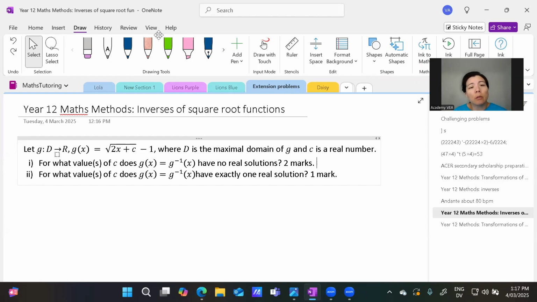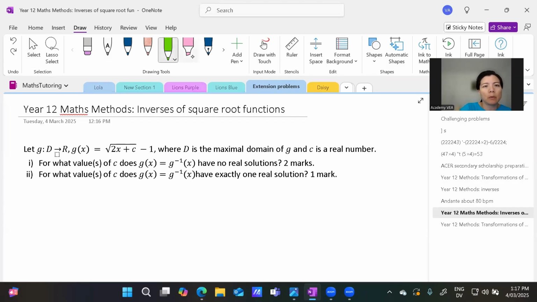Okay, so here's a challenging question, more at the end of, like, part F or something of the question. You have a square root function, and it tells you that D is the maximal domain. I'm not going to assume you know how to do that because it's helpful to know, and it'll help you graph it as well. And it's all about graphing.